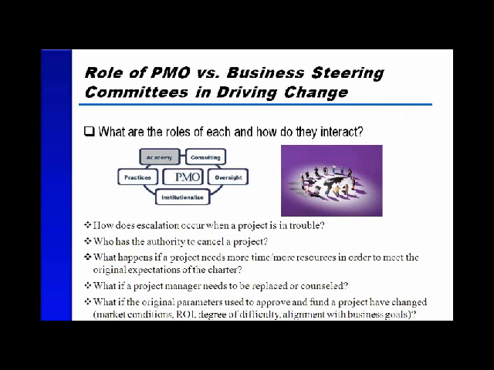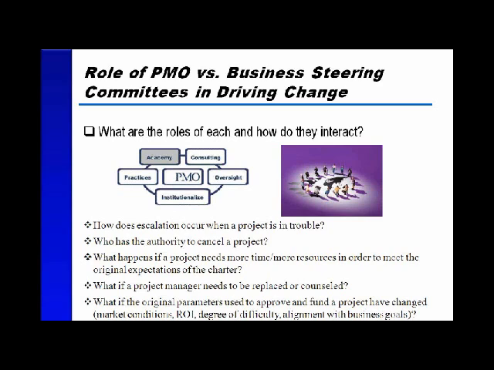So the PMO oftentimes is in concert with the business steering committees to help drive the change. So part of this initial column 1 process to lay out a charter, to get a mission in place, to set goals for the organization's use of project management really can include this governance process and start talking about the lines of authority. When does escalation occur?